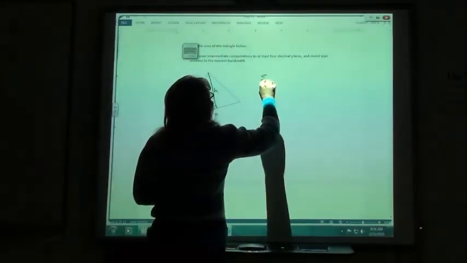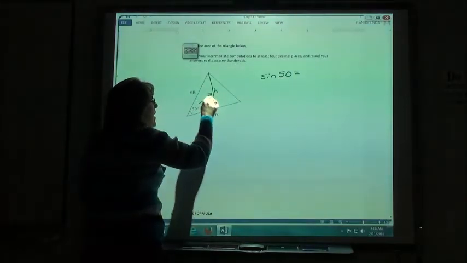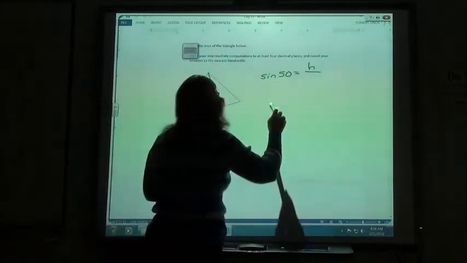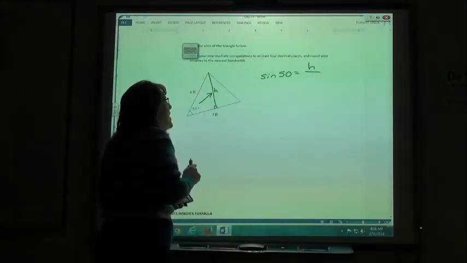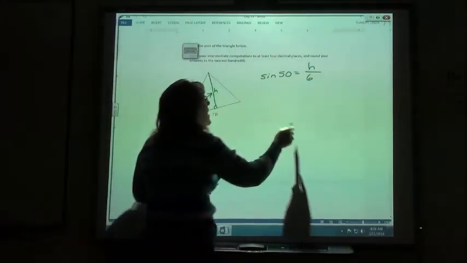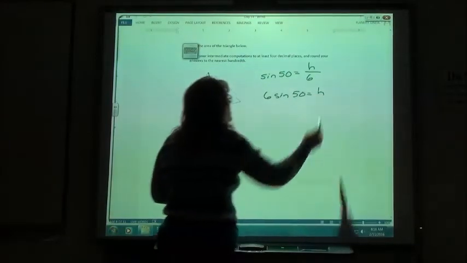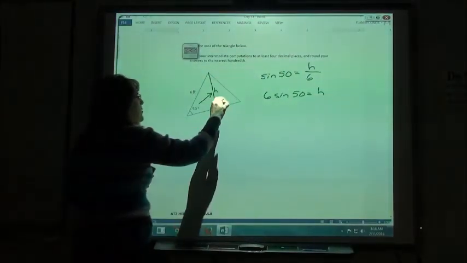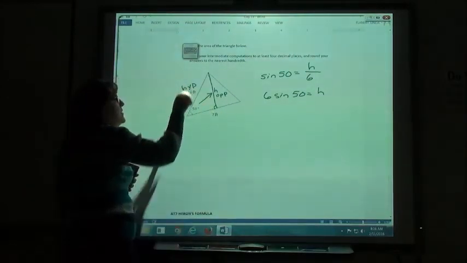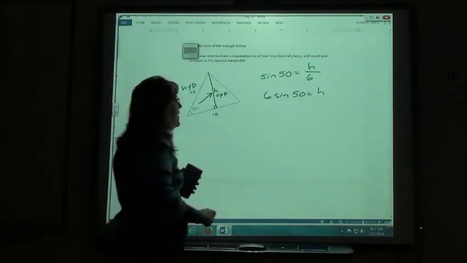So I'm going to say that the sine of 50 equals the opposite side, which is h, over my hypotenuse, which is the 6. And so I would say 6 sine of 50 equals h. So here's my opposite, here's my hypotenuse, since it's opposite of my right angle. Sine is opposite over hypotenuse.